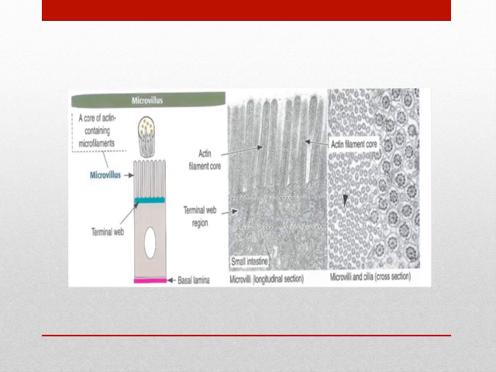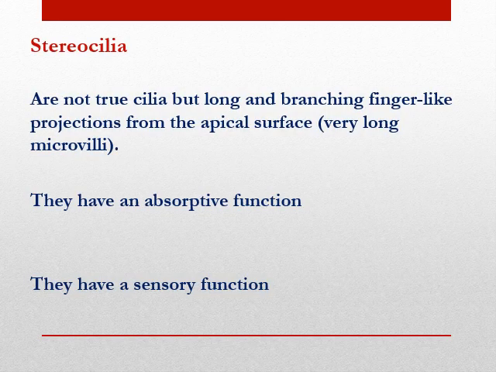This picture shows the shape and the structure of microvilli. The microvilli are longer than the cilia and composed of a core of actin filaments. The other type of projections that could be found in the apical domain of the cell are stereocilia. The stereocilia and microvilli have the same structure, which is a core of actin filaments.